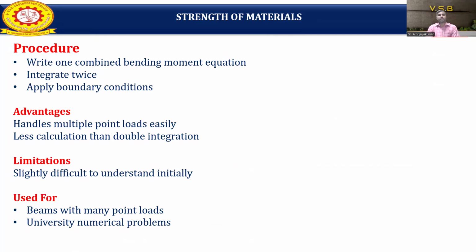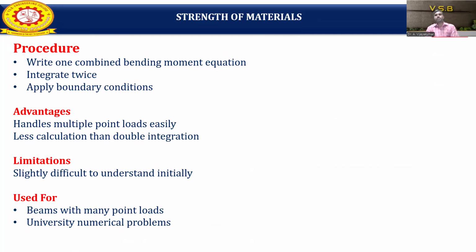So what is the limitation? It is slightly difficult to understand initially. Of course, with more values it is very difficult to understand, as well as to frame the single equation, and then apply the bracket method and the boundary conditions initially is quite difficult. Once you understand it clearly, it's very easy to find the slope and deflection using Macaulay's method.